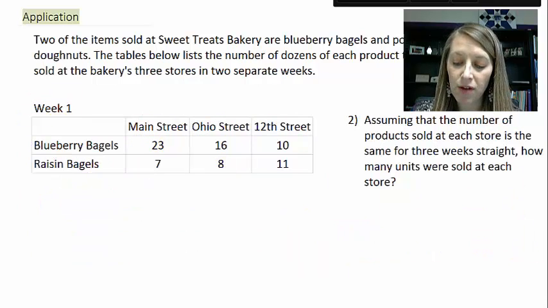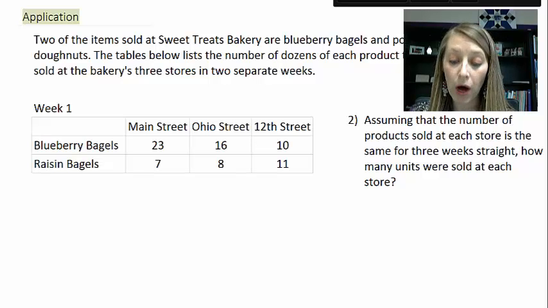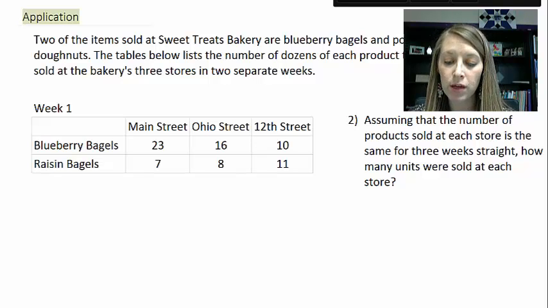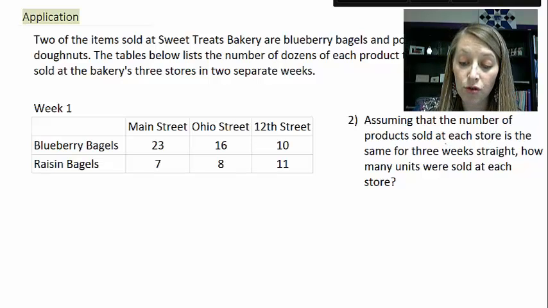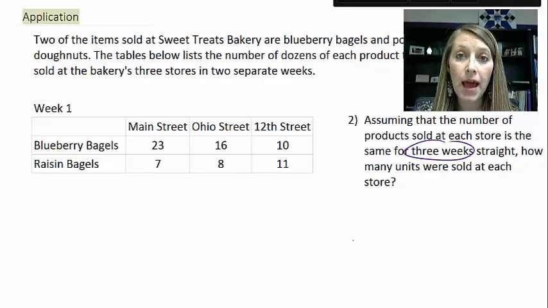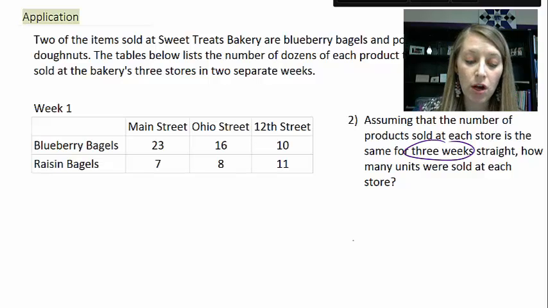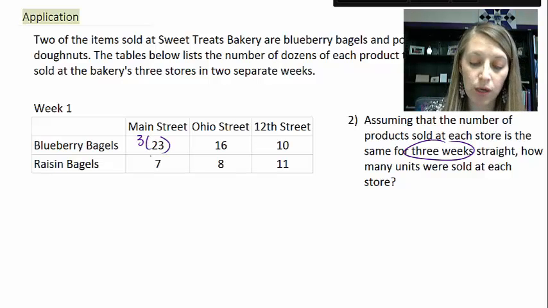So same type of information, but I have a different question here. Again, I'm focusing on week 1 in this problem. Assuming that the number of products sold at each store is the same for 3 weeks straight, how many units were sold at each store? Well, if I have 23 units of blueberry bagels sold at Main Street, and it's the same for 3 weeks straight, meaning how many total do I have there? So I would take 3 times my 23.